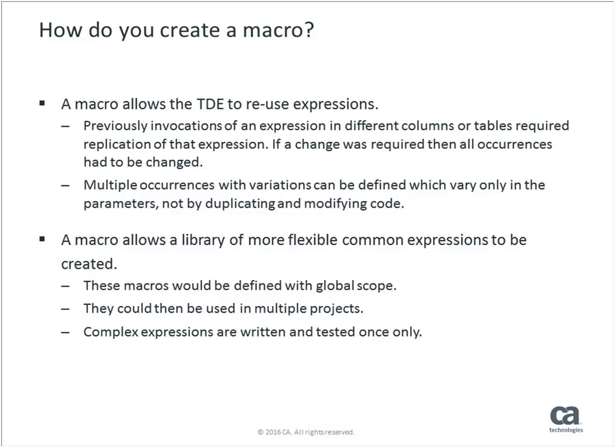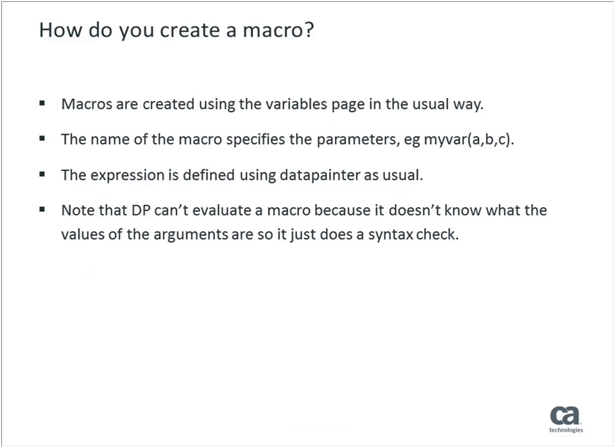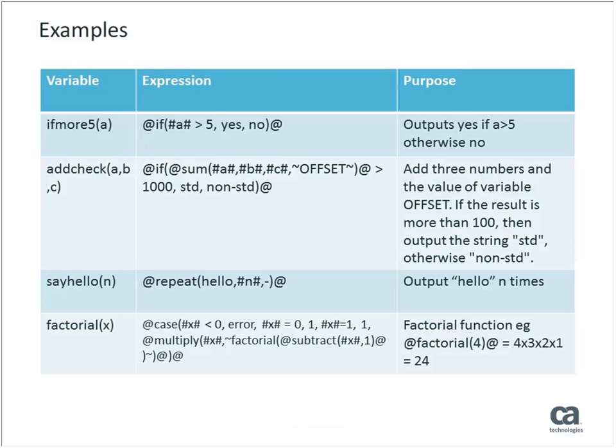So the way you create them is that you use the variables page, and I'll demonstrate this in a moment, and you just specify the variables as part of the name, and the expression is defined using Data Painter as usual. When you try and validate that, Data Painter will try and do the best it can to evaluate it, but if it doesn't know the arguments, then it's going to get stuck, and so it just does a syntax check. Otherwise, it works just like anything else.